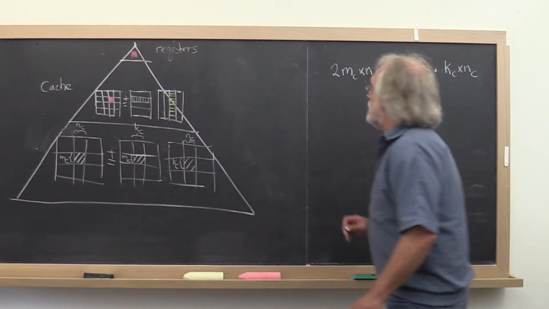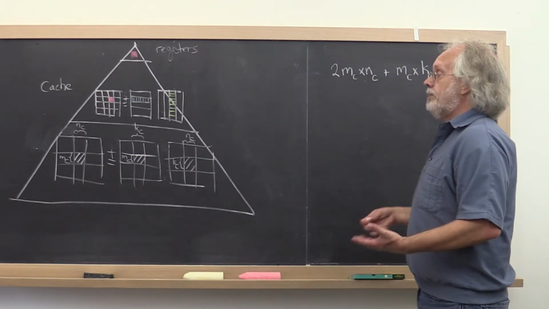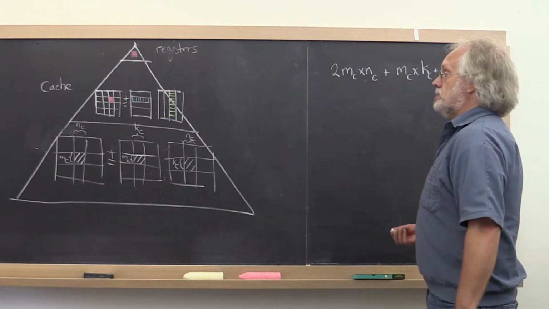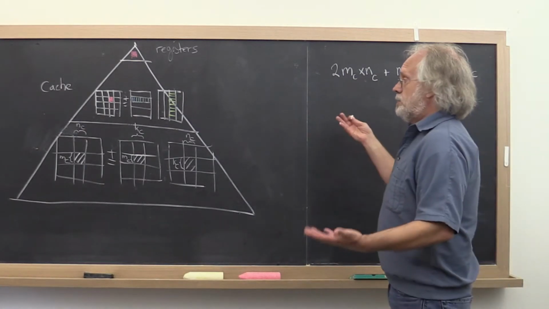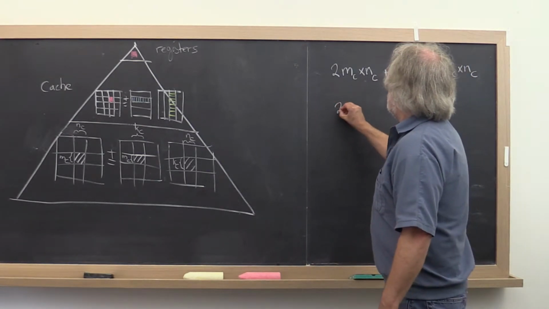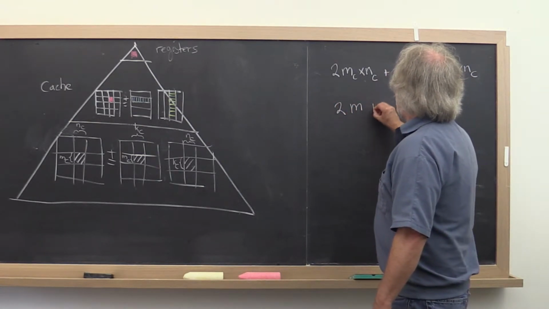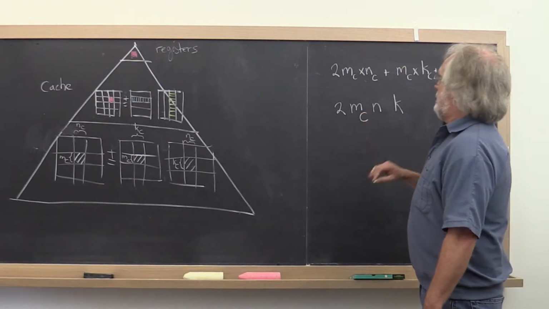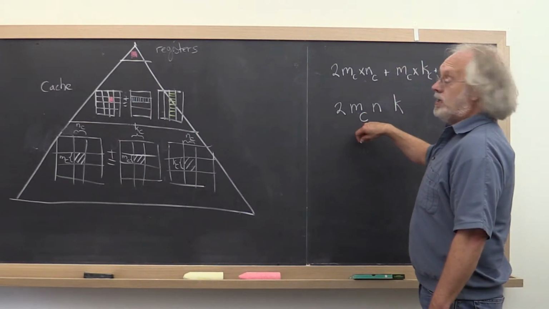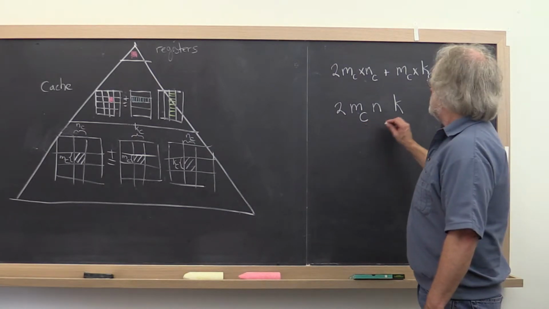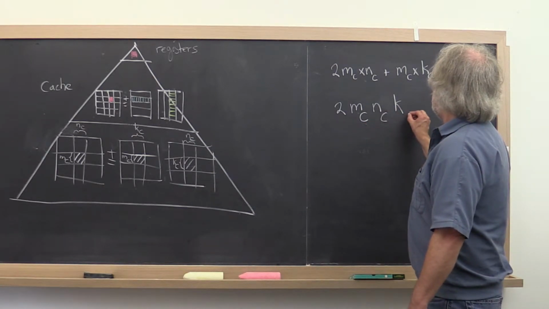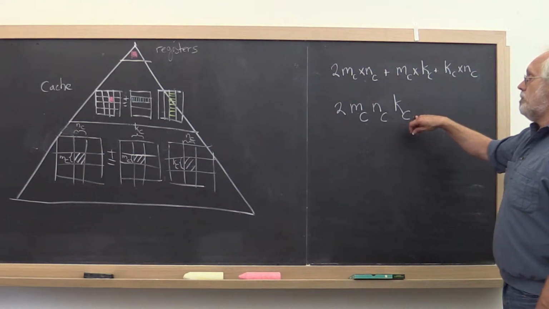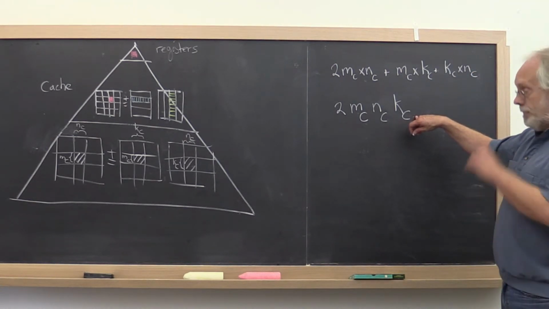Now, how many floating point operations do we perform with those doubles? Well, we know that a matrix-matrix multiply is equal to 2 times m times n times k, except now m is really m sub c because we're using a subblock, submatrix, n sub c and k sub c. So that's the number of floating point operations we're performing.